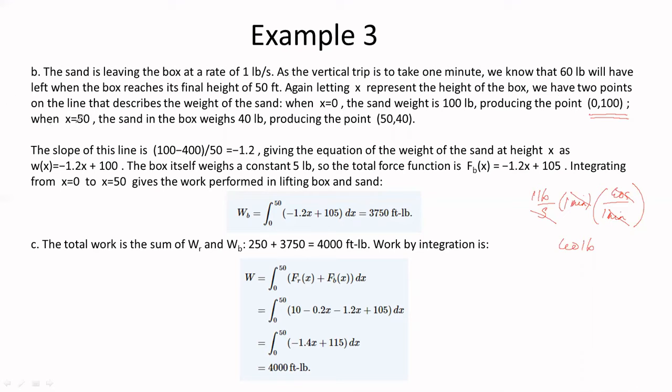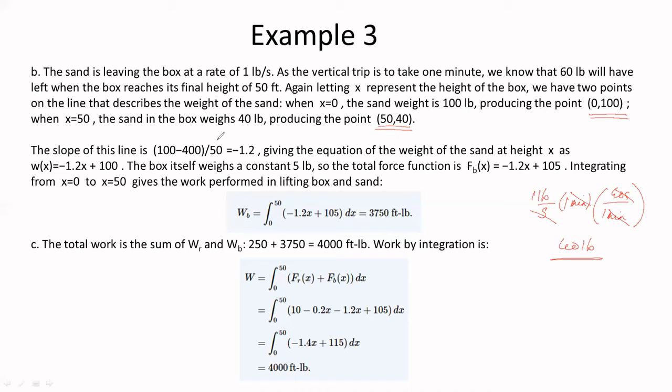Now, when x is 50, when your box is completely pulled up from its location, the sand in the box only weighs 40 pounds. Why 40 pounds? Because we have computed here that the 60 pounds will have leaked already. It would have leaked already in the duration of 1 minute, because it would take us 1 minute for the box containing the sand to be pulled up. So the remaining is 40. So when x is 50, the sand in the box will weigh 40. So this is another coordinate. Just like the first, the first number is x, the second number is y.